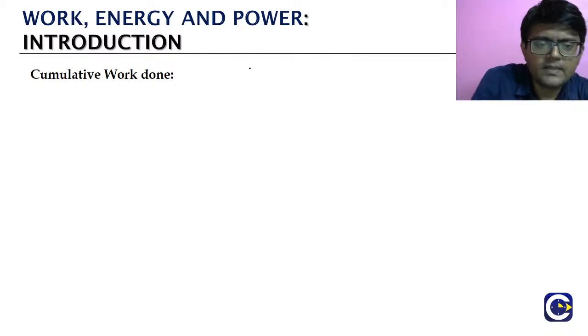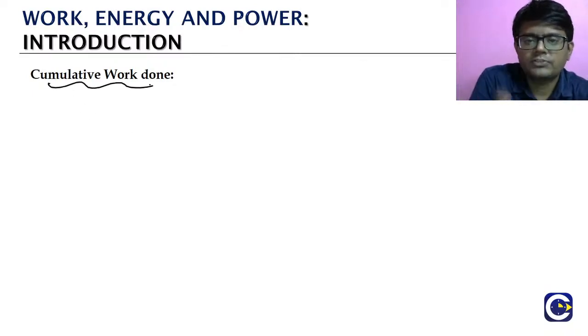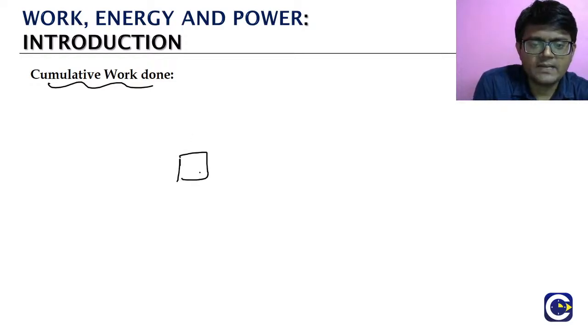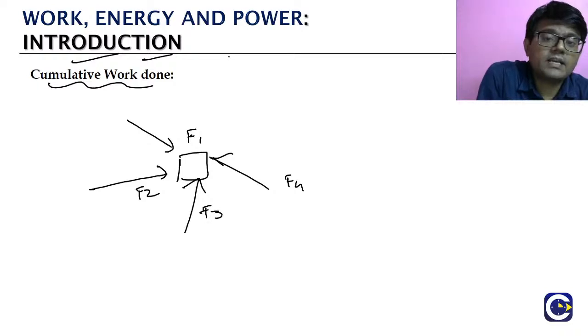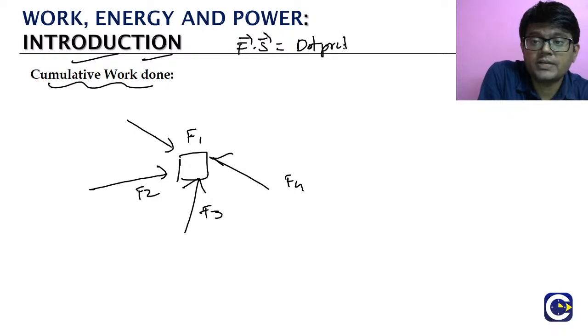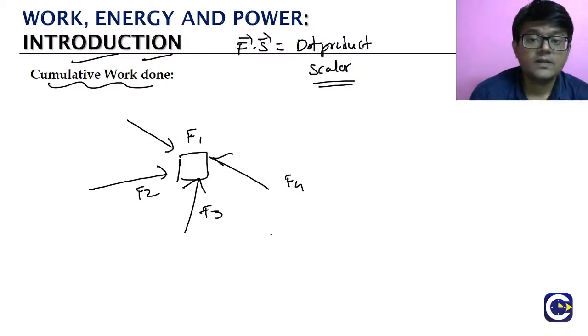This is a very basic thing. Now if we have many forces acting on an object, like in Newton's laws of motion chapter, where there is a body with many forces F1, F2, F3, F4 acting on it, what will be the cumulative work done or total work done? Work done by any force is F dot S. It is a dot product, which is a scalar quantity, which means we can simply add it up.